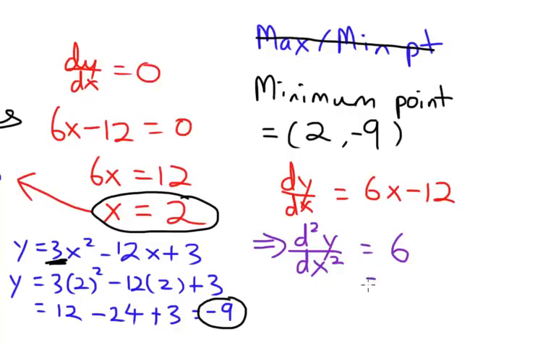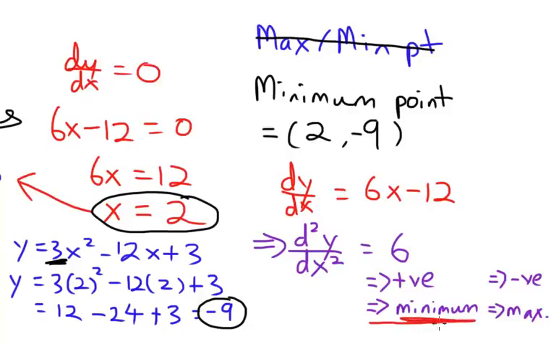What we want to know is whether it's positive or negative. So 6 is positive. If positive, it means this value will give us the minimum point. If it is negative, it will give us a maximum point. So here, the second level differentiation gives us the 6, which is positive. Therefore, it is a minimum point.